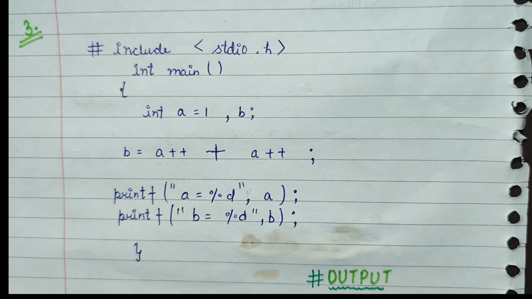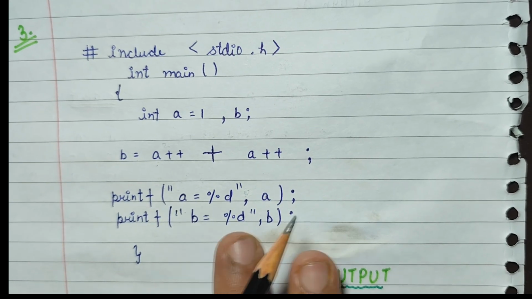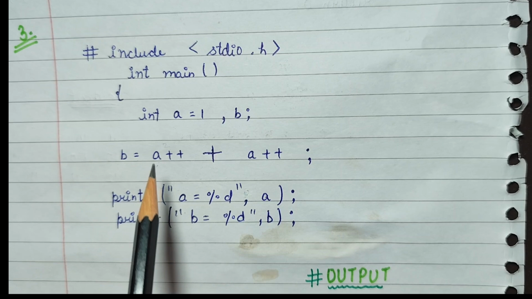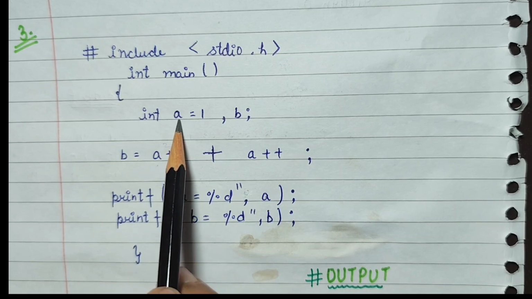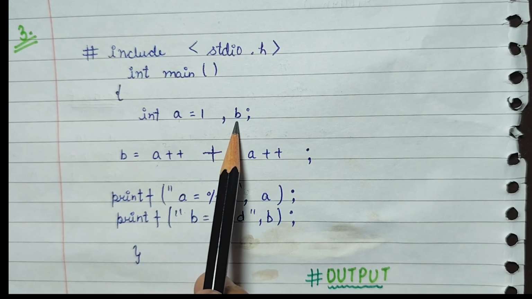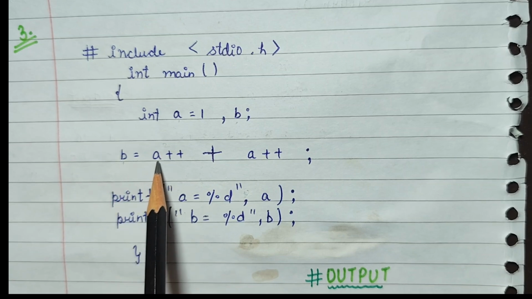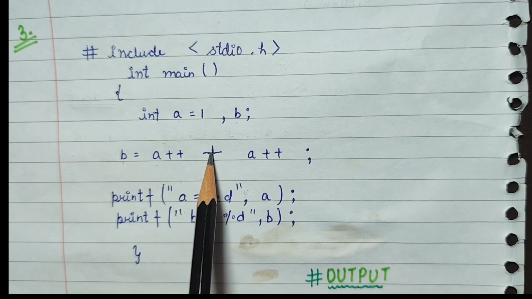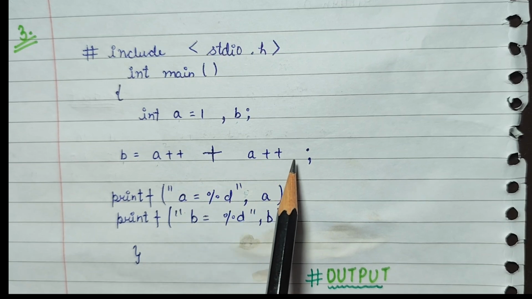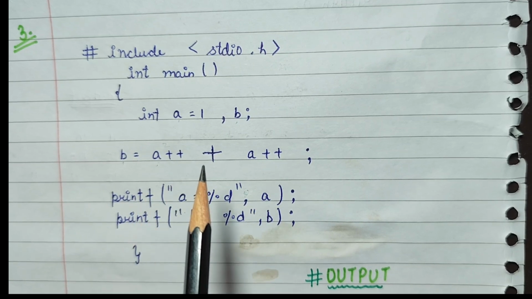The next problem is: initially a has a value 1, and we calculate the value of b from here. Okay, now here we have a plus plus, then plus, then a plus plus. This question is different from the previous ones.